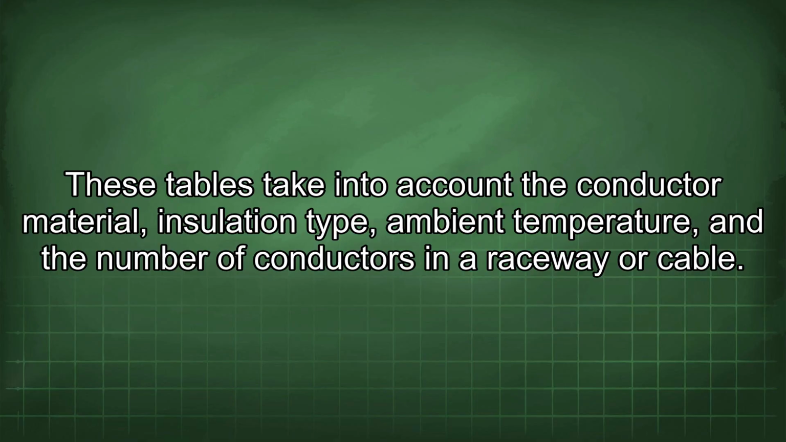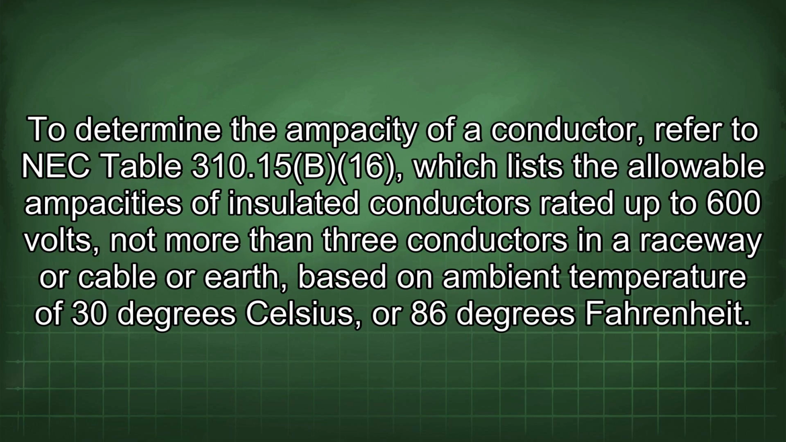These tables take into account the conductor material, insulation type, ambient temperature, and the number of conductors in a raceway or cable. To determine the ampacity of a conductor, refer to NEC Table 310.15(B)(16), which lists the allowable ampacities of insulated conductors rated up to 600 volts, not more than 3 conductors in a raceway or cable or earth, based on ambient temperature of 30 degrees Celsius or 86 degrees Fahrenheit.